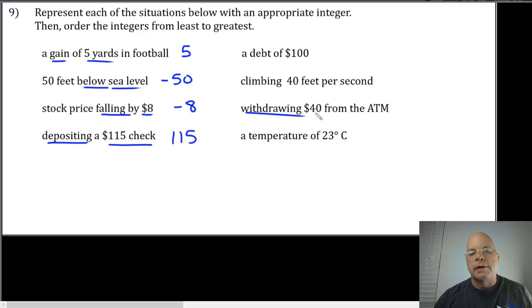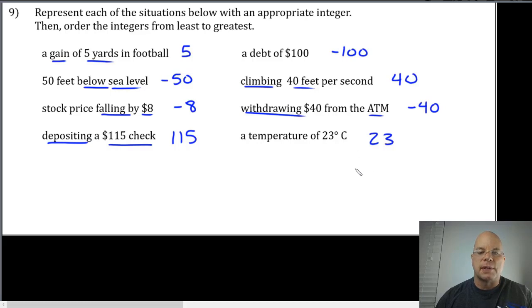A withdrawal, you're taking $40 out of your bank account, maybe from the ATM, then your account is going to go down, so that's -40. And the money in your pocket goes up, but the withdrawal and the deposit are referencing your bank account balance. A debt of $100, that's -100. We refer to negatives as debts often to help us understand the operations for integers. Climbing 40 feet per second, you're going up, so that's +40. And then a temperature of 23 degrees, it's positive 23. If it said 23 degrees below 0, that would be negative.